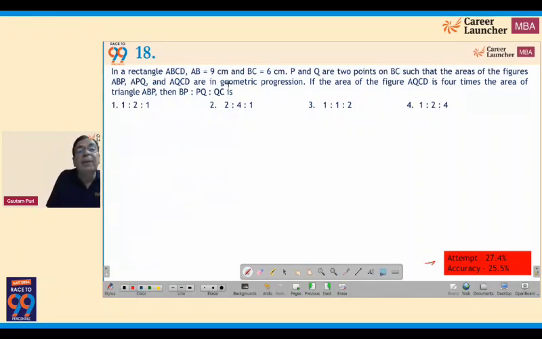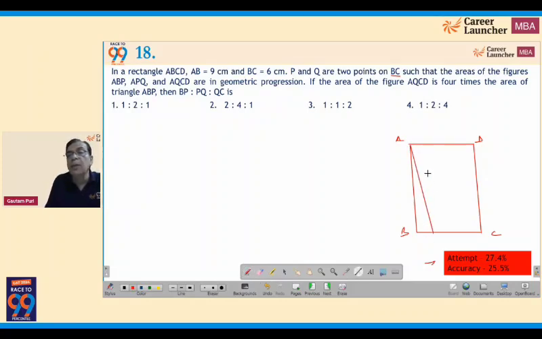In a rectangle ABCD, AB is 9, BC is 6 centimeters. So let me draw the figure very quickly. P and Q are 2 points on BC, such that the areas of the figures ABP, APQ, and AQCD are in geometric progression. So this triangle, this triangle, and this quadrilateral are in geometric progression.